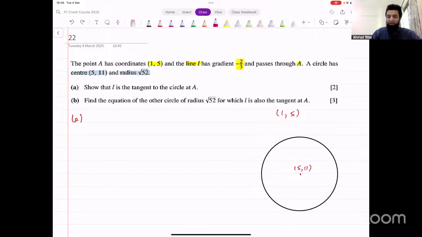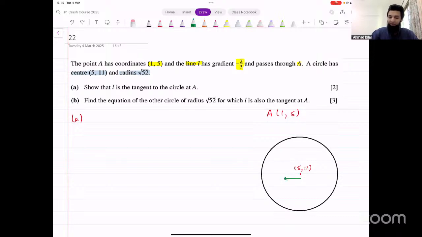Let's look at the x coordinate first. Center's x coordinate is 5. X coordinate of the point A is 1. 1 is less than 5. What that means is the point A should be to the left of the center. It should be to the left side. So point A has to be to the left side of the center. Okay, so that's one thing.